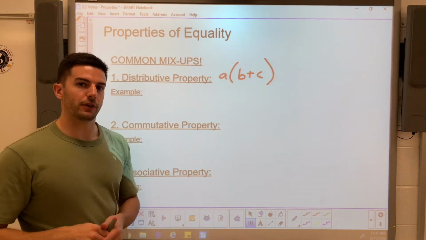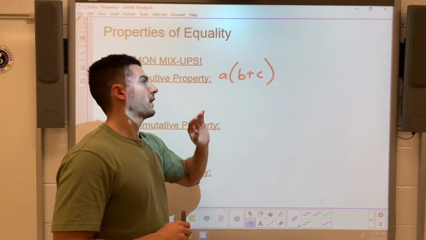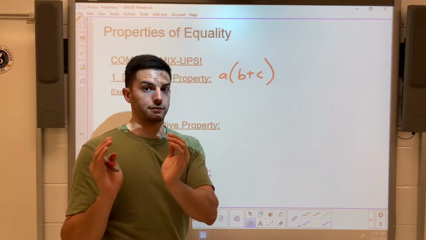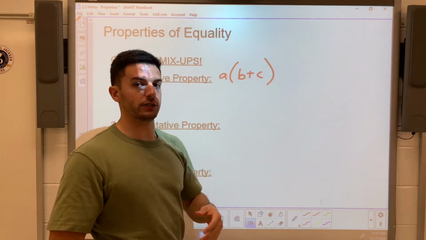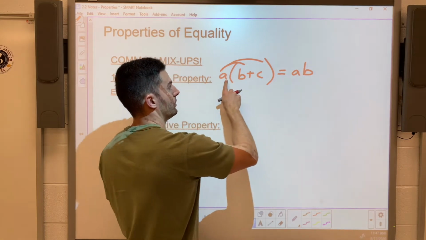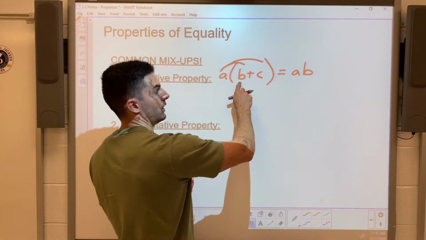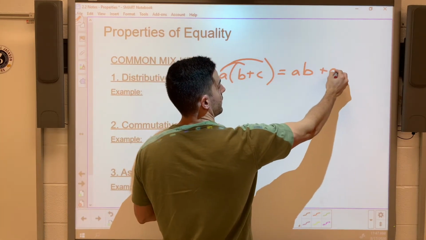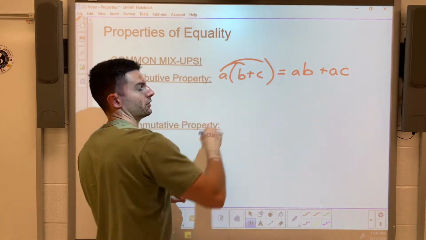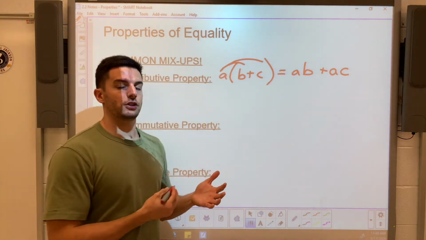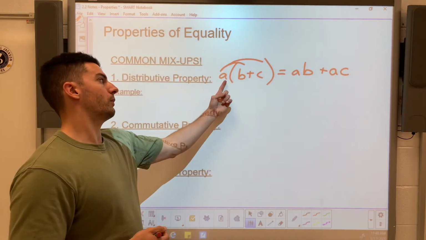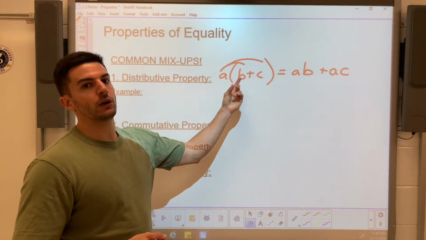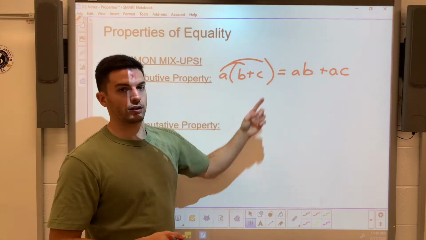The distributive property says if you have something multiplied by a group of terms, that's called a polynomial, when we multiply, we would say A times B, and then the outside thing times the second term as well. So that's basically what the distributive property says, that when we have something multiplied by a group, we multiply that thing by everything in the group.